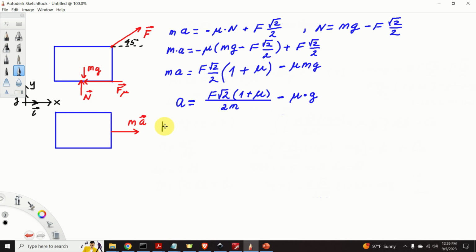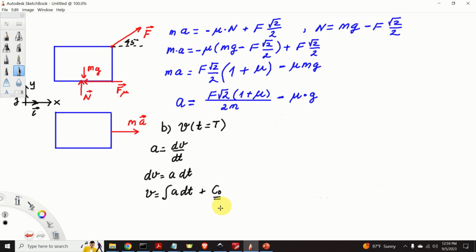Next, we need to solve the problem B. We need to compute the velocity at the time instant t is equal to capital T, where capital T is some fixed and given time instant, for example 5 or 10 seconds. To solve this problem, we need to express the acceleration as the first derivative of velocity. From this equation, we will obtain that dv is actually a dt, or velocity is an integral of a dt plus some constant c0. This constant should be determined from the initial condition.